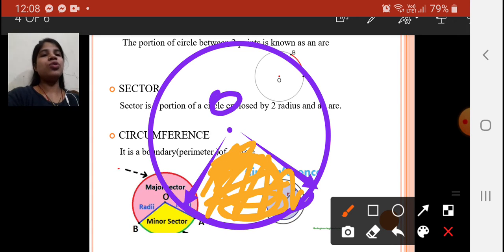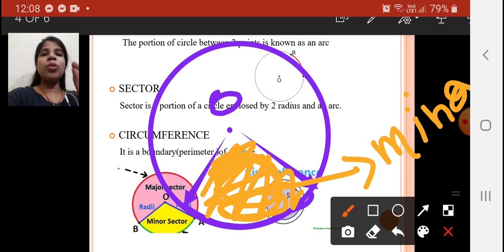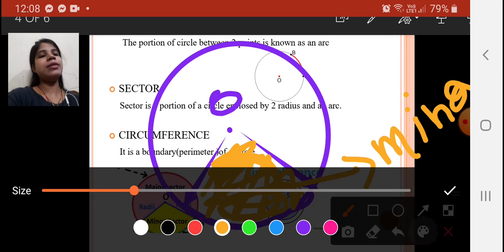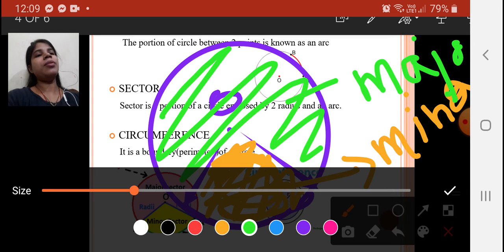Here also we have two types of sector. First is the minor sector. Why are we calling it minor? Because it is a small portion. And the second one is the major sector. Why? Because it is a bigger portion.